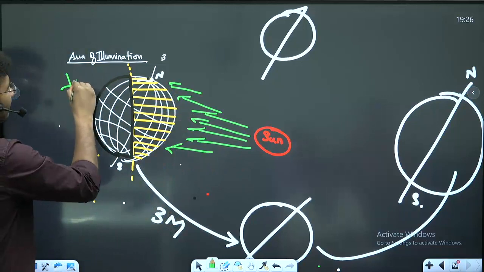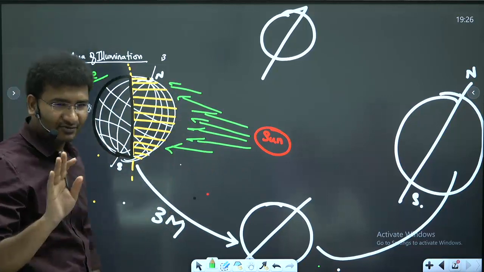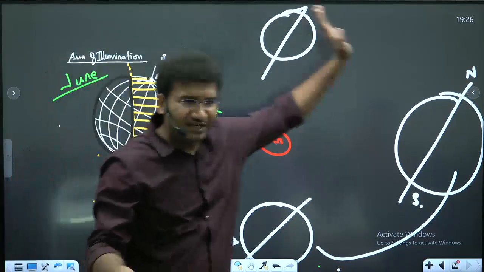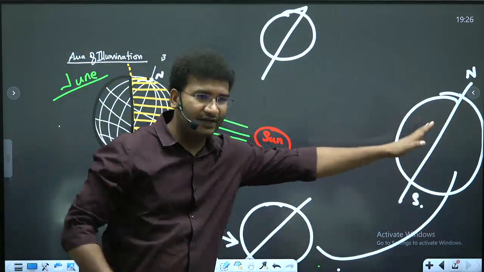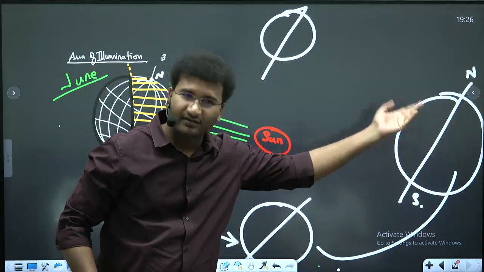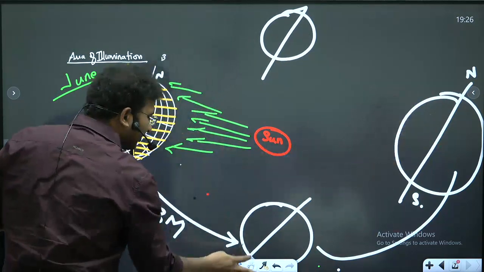Let's call this in the month of June. ठीक है? This is the case of June. June 6 महीने के बाद our earth will be somewhere in the month of January. So January में क्या होता है?